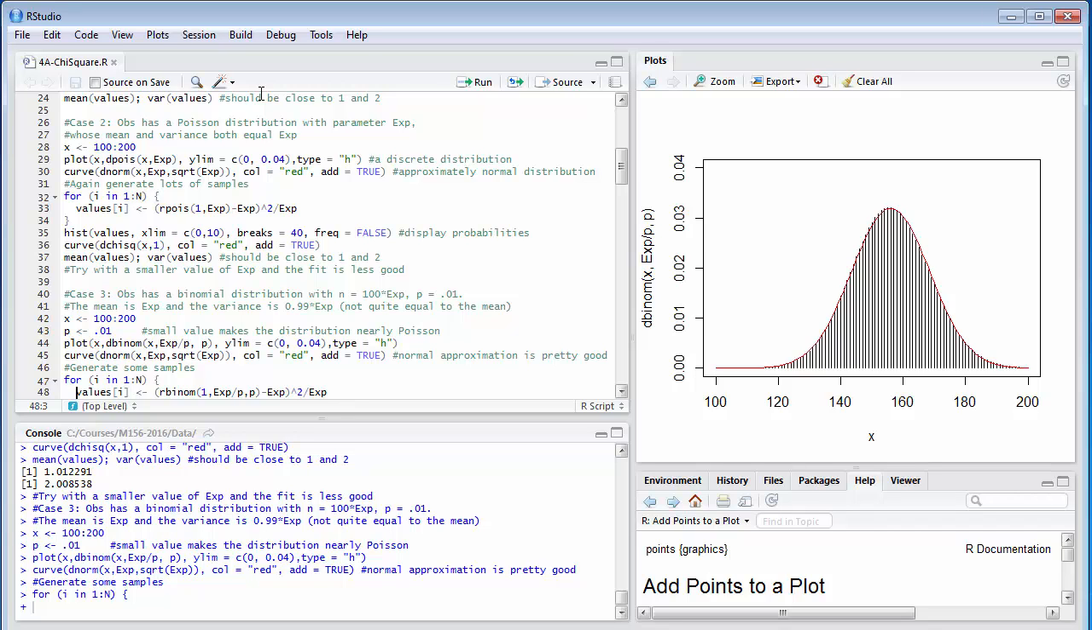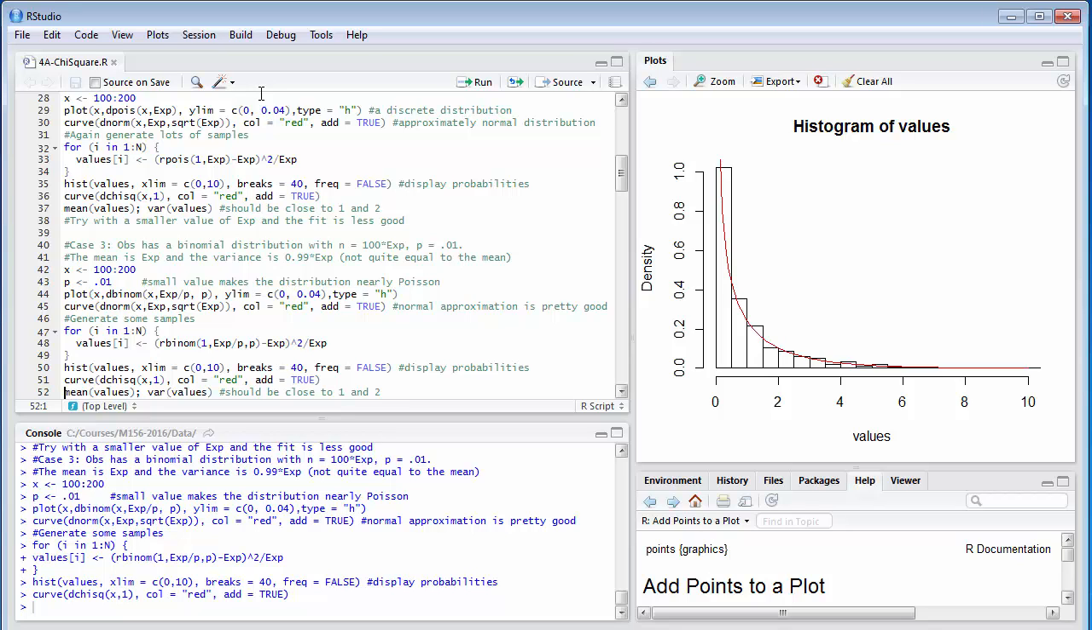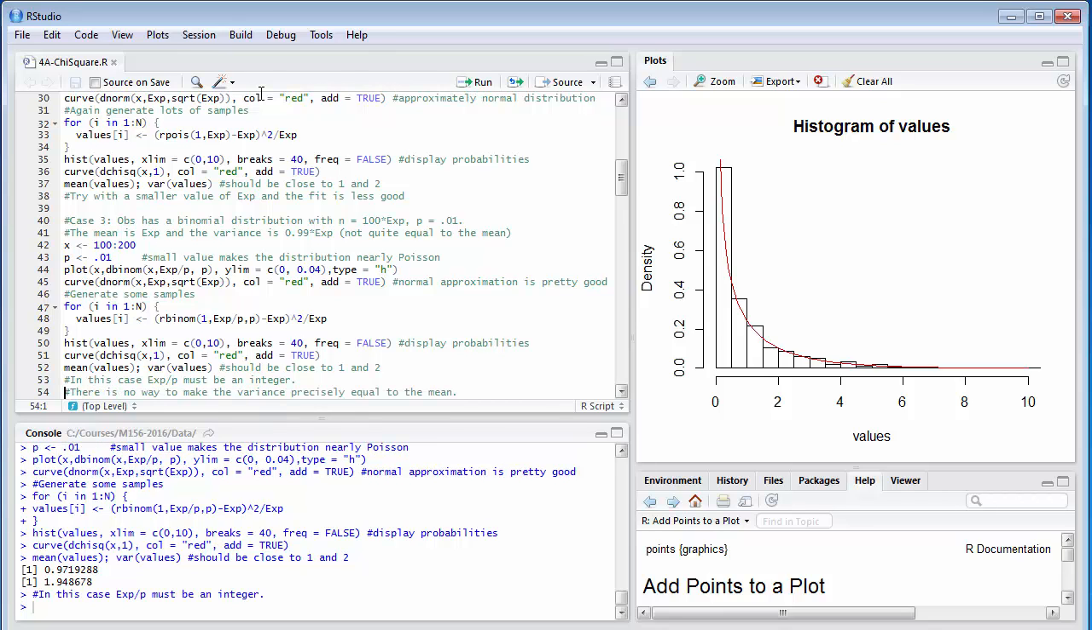Exactly the same recipe. Get the observation by using our binom, subtract off the expected value, square, divide by the expected value, make a histogram, and that's what the histogram looks like, and it agrees, again, nearly perfectly with the density function for the chi-squared distribution. The mean and the variance are close to 1 and 2. In this particular case, by the way, if you're changing the numbers, exp divided by p has to be an integer, because the number of trials in a binomial distribution has to be an integer.